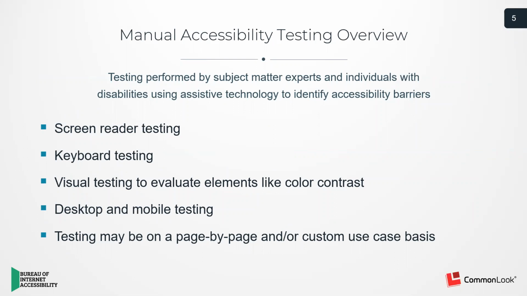As I had mentioned, there are two components, and we're going to talk about manual testing first. Manual testing is performed by subject matter experts and individuals with disabilities using assistive technologies to identify any accessibility barriers. And that's done with screen readers, keyboards, visual testing to evaluate elements such as color contrast, desktop testing, and mobile testing. Testing may be done on web pages, and it should also include any custom use cases.